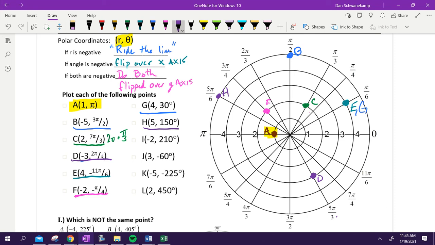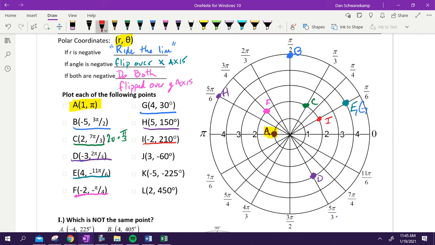I is (-2, 210°). Show me with your fingers. Which quadrant did you end up in for (-2, 210°)? Should be 1, because here's 2. 210 would be right here. But I have a negative radius, so if I have a negative radius, what do I do? Ride the line, ride it straight across to the other side. Boom, there's my new dot.